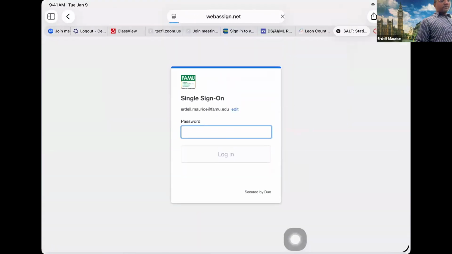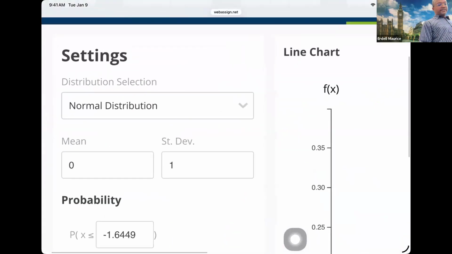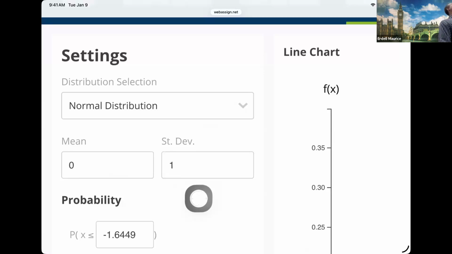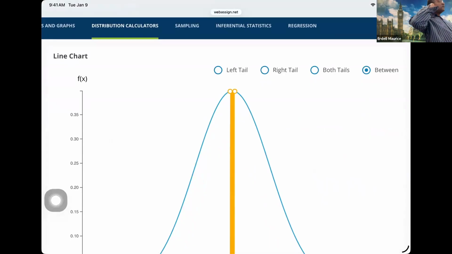SALT. All right, SALT, statistical analysis and learning tool. So first things first, you always select a normal distribution. You always set a mean of 0 and a standard deviation of 1. Why am I setting the mean to 0 and the standard deviation to 1? Because it's a standard normal distribution, yes? In fact, they're asking us for a Z critical, right? For a Z score, yes? The next thing is you always select the between system right here, between the two values right here.